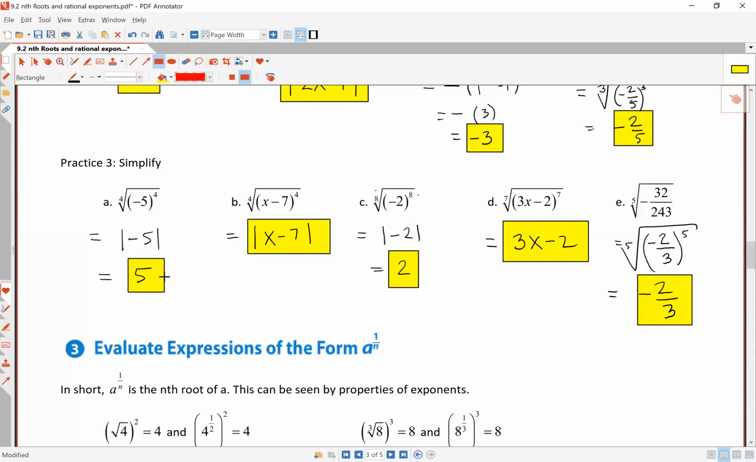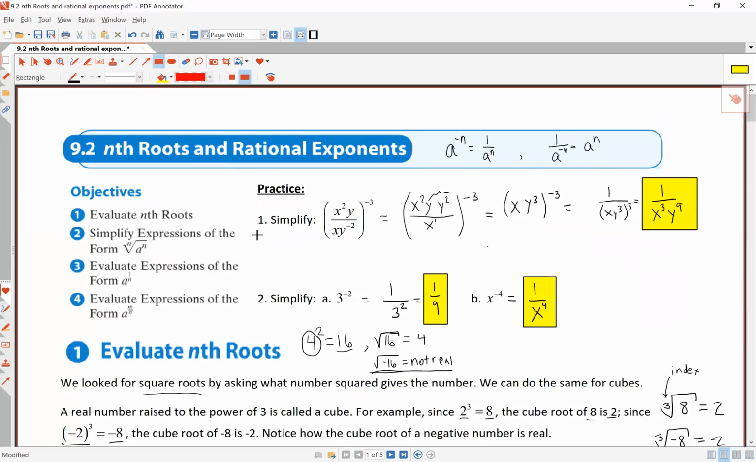And this concludes the video for section 9.2, nth roots and rational exponents. Objective 2, simplify expressions of the form nth root of a to the nth.